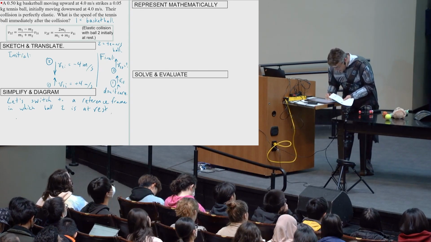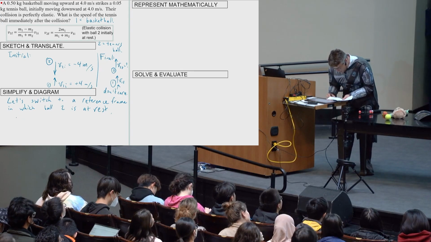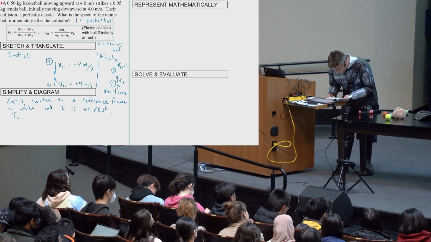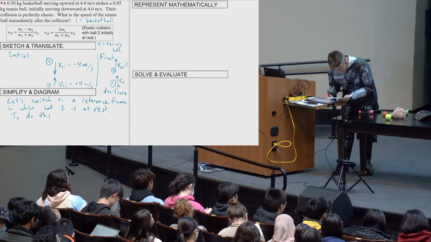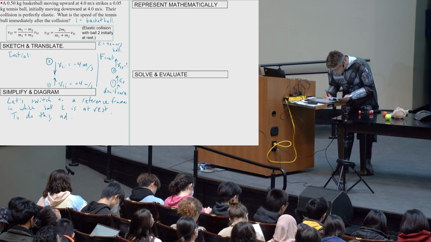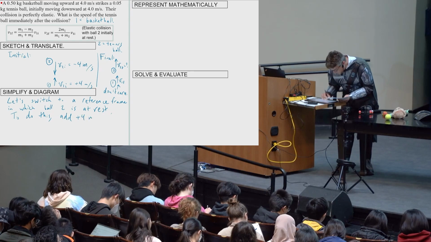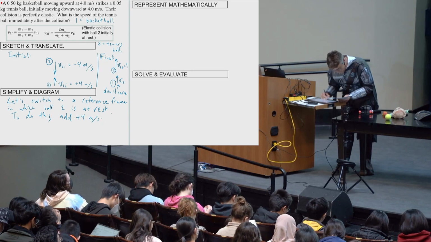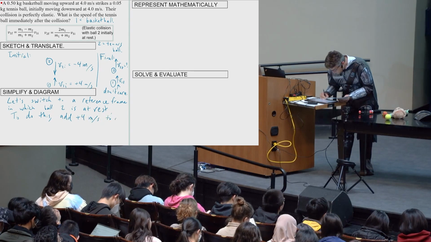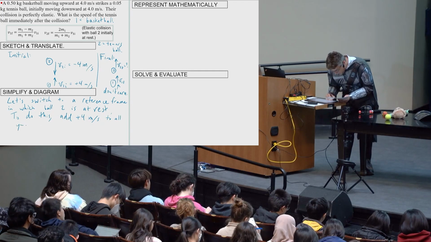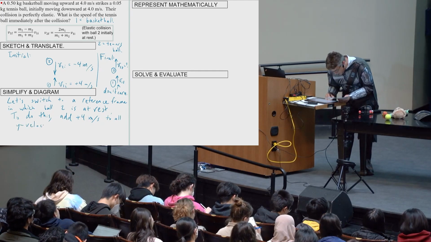To do this, since it's going -4, you just add +4 to everything. To do this, add +4 meters per second to all the velocities. All, I guess, y velocities, or y components of the velocities.